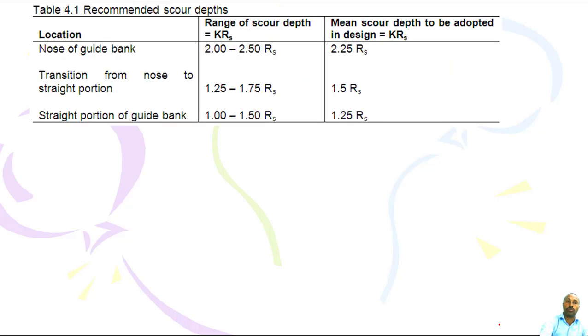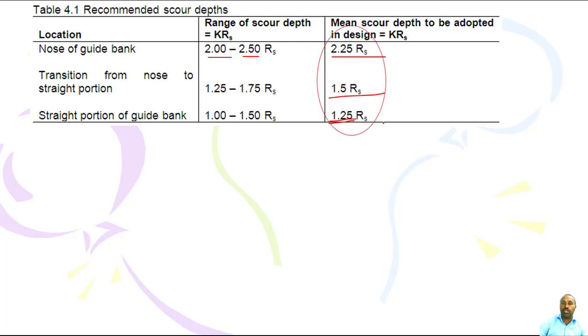And then let's go to the table. So, the recommended scour depths at the nose of the guide bank. You have a range of scour depths, 2 up to 2.5. Then we are taking the average of this one times RS, so this is 2.25 RS. At the transition from nose to straight portion, 1.25 up to 1.75, we are taking this one. And for the straight portion of the guide bank, 1 up to 1.5 RS. Then we have the average, 1.25 RS.